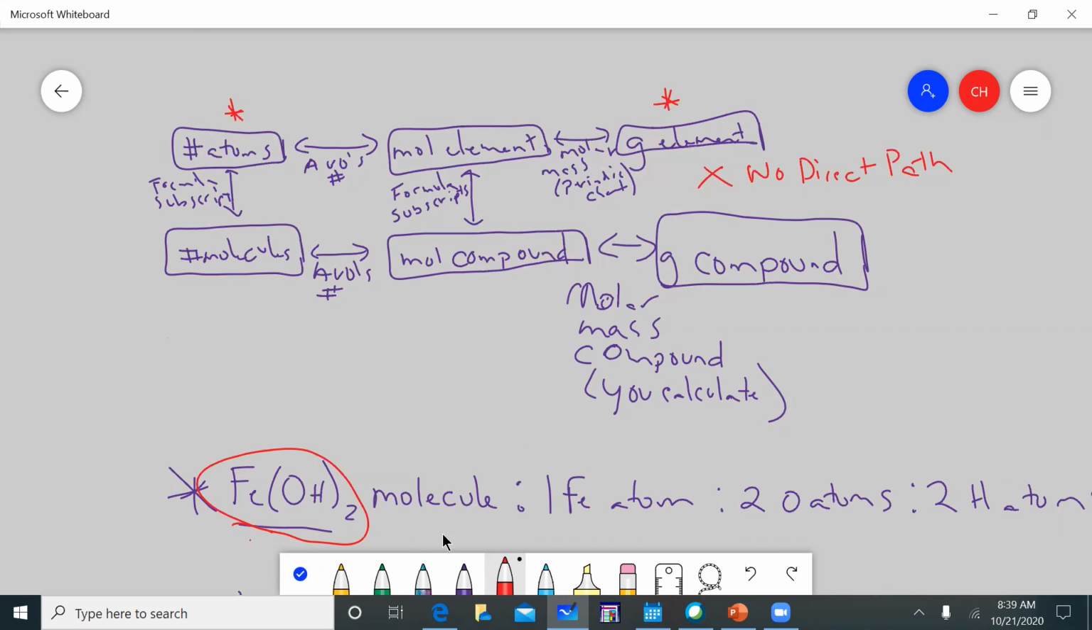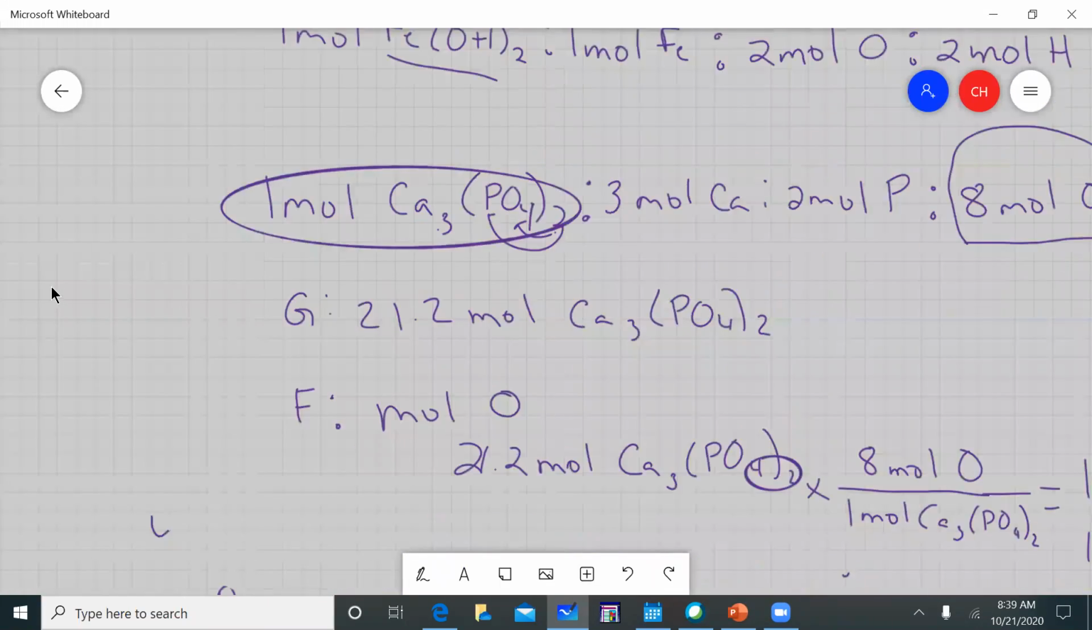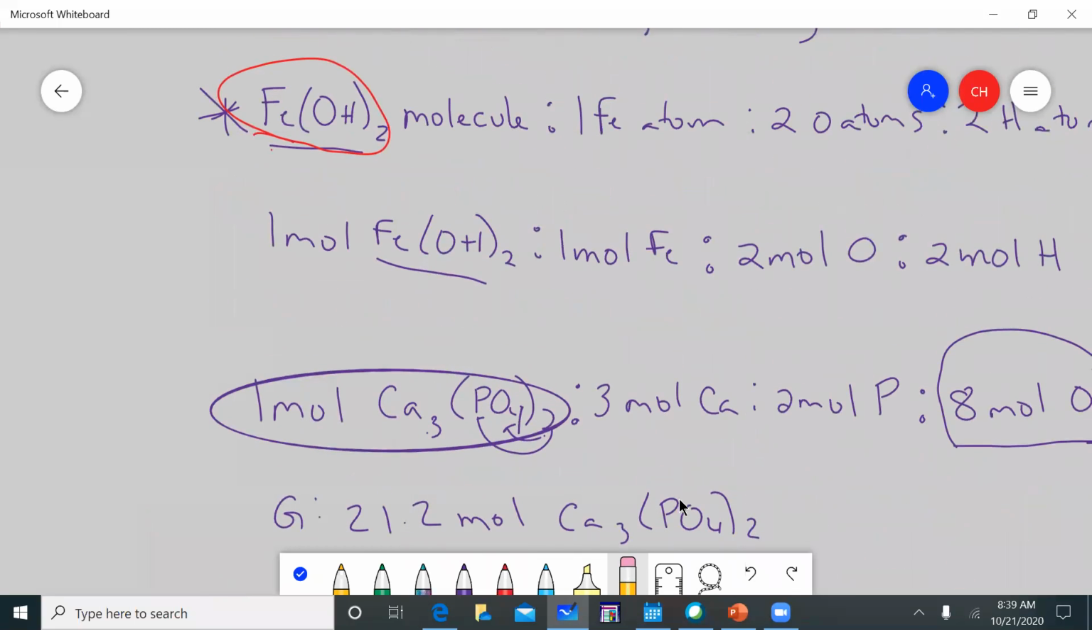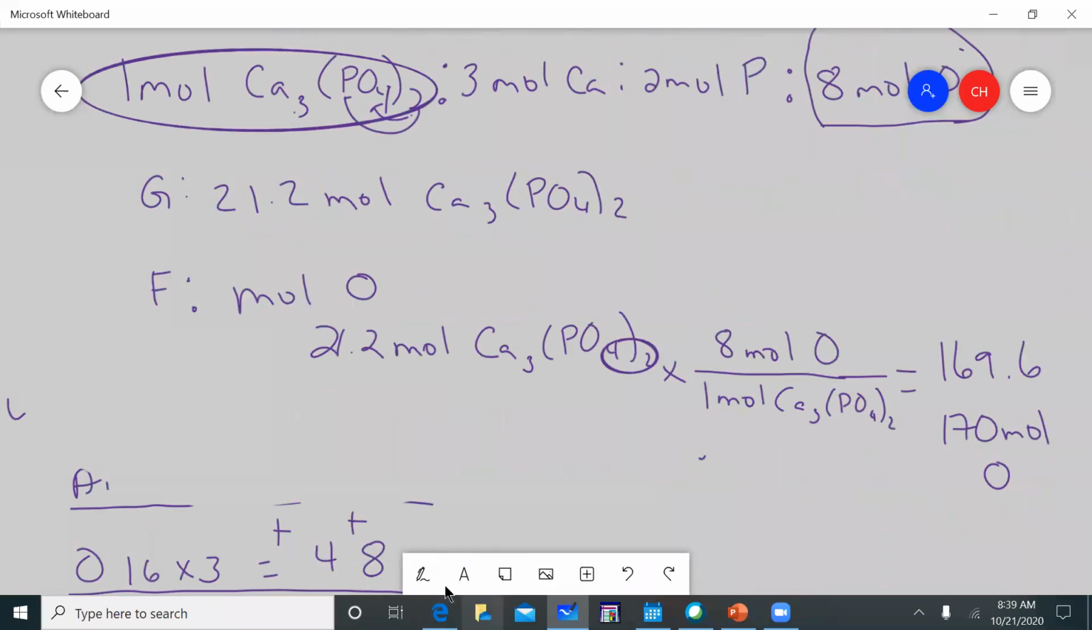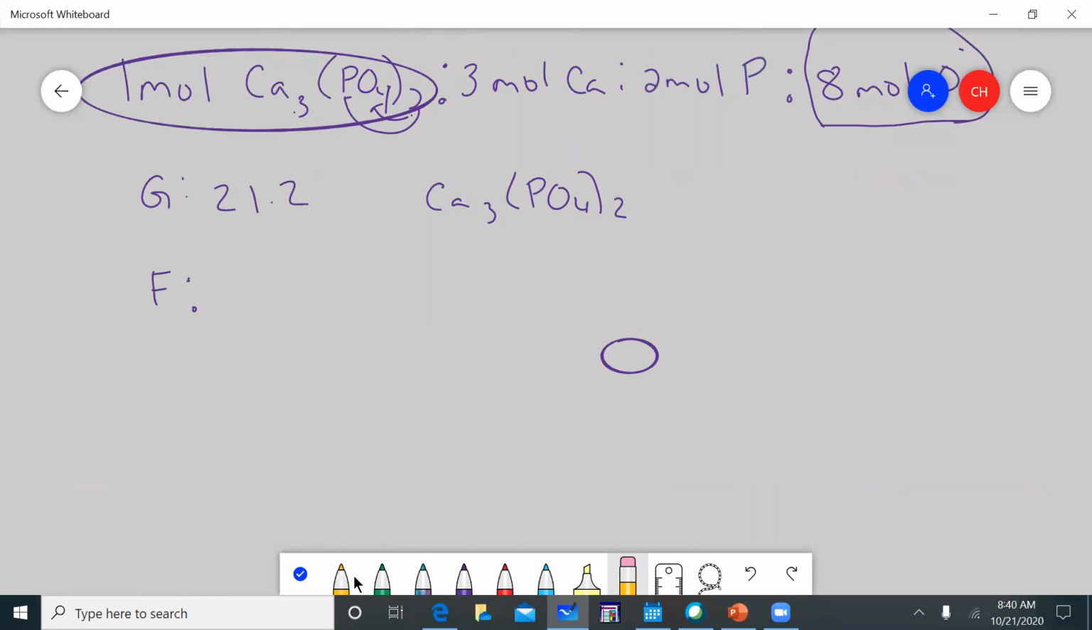So let's do that, because again, that problem that I had just given you, how often are you really given something in moles in real life? Very rarely are you given moles. What are you actually given? You're given grams. So let's do this same problem, but I'm just going to change out the unit here. So we're going to take this out. I'm going to take this out here. And instead of having 21.2 moles, we're going to have 21.2 grams. And I want you to tell me how many grams of oxygen are contained with 21.2 grams of Ca3(PO4)2.